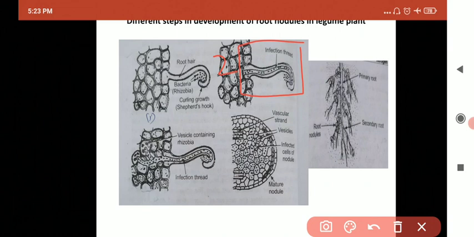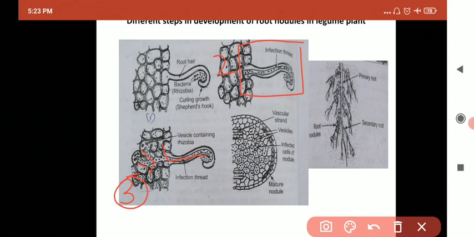Now the third step is branching of infection thread and release of rhizobia. So this is the third step. Here this is the infection thread and there is a branching of infection thread and a release of bacteria here in the cortical cells of the host plant.